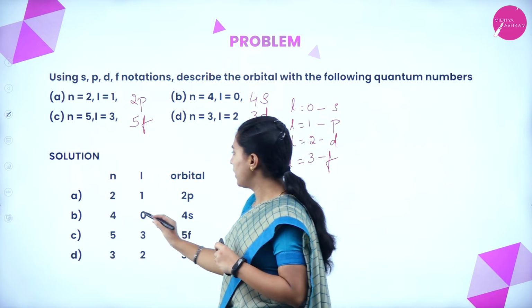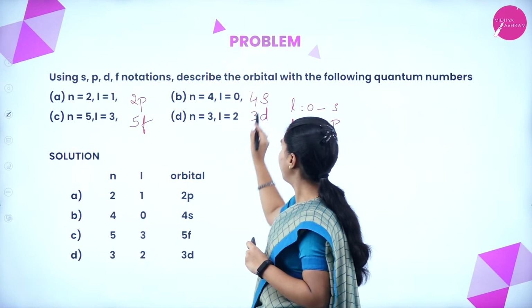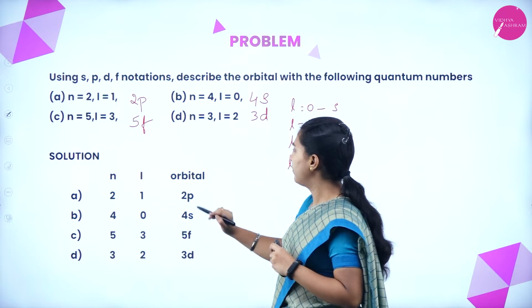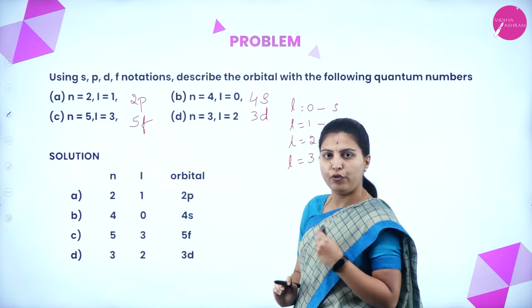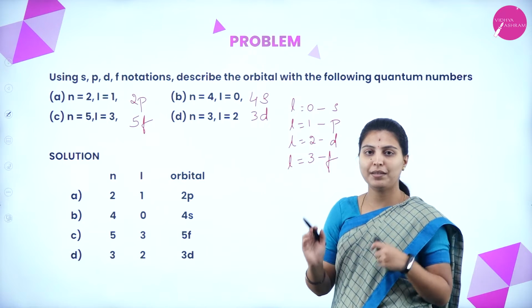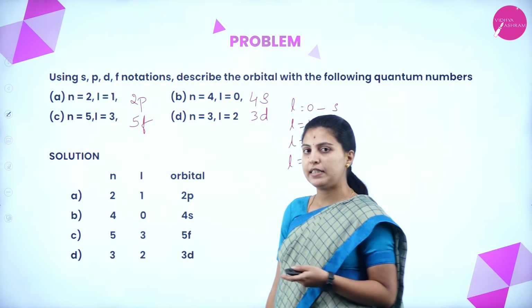When we cross check, we see 2, 1 is 2P here, 4, 0 is 4S, 5, 3 is 5F, and N 3, L 2, that is 3D. For which orbital will it belong? Like this we have to calculate. This is a simple problem, and you can see problems like this.